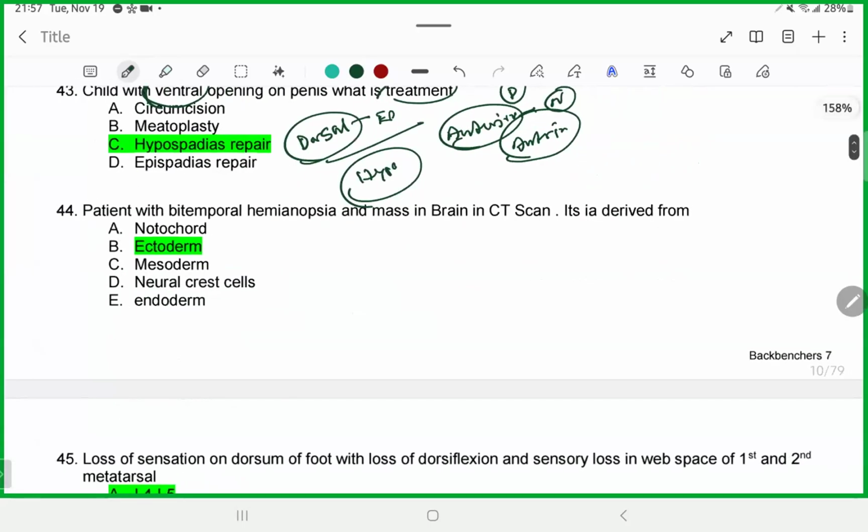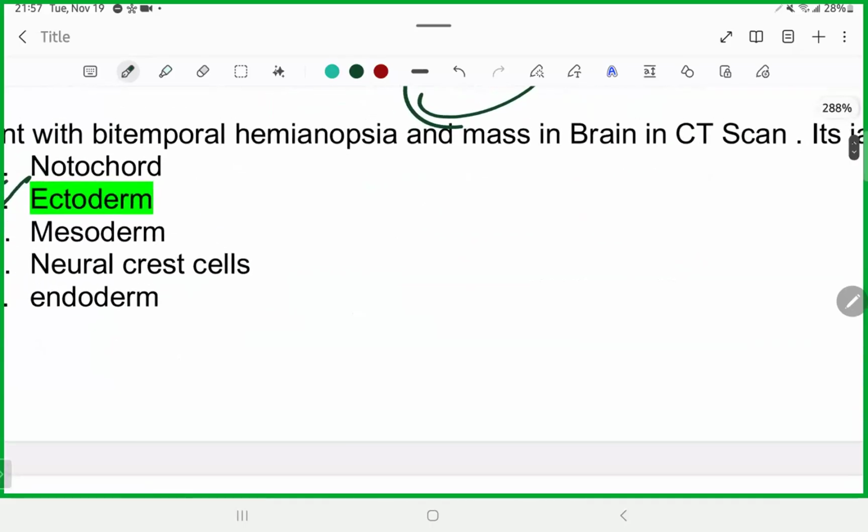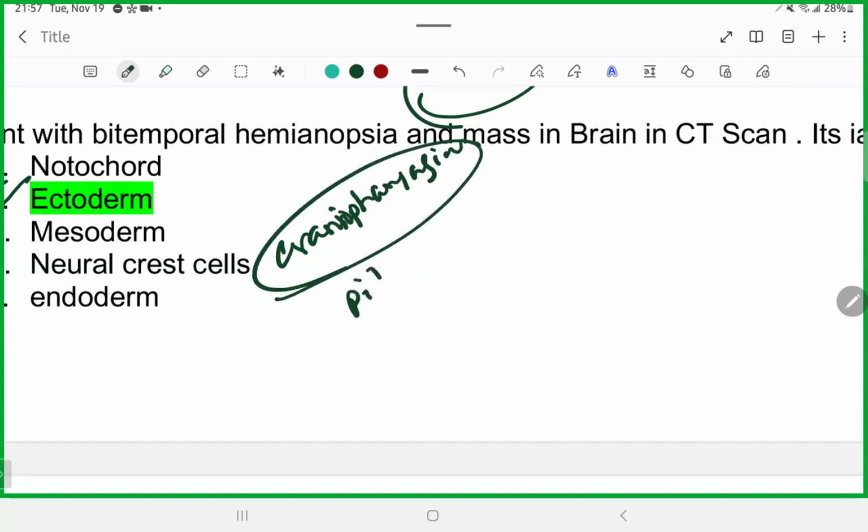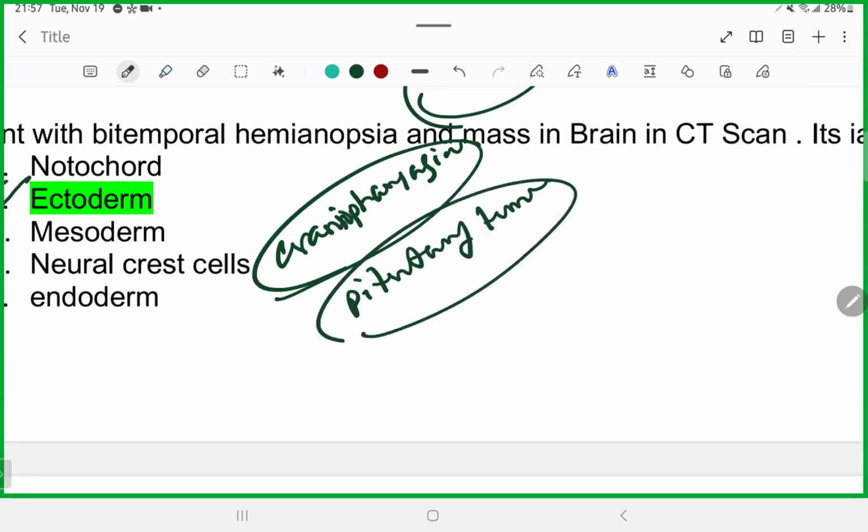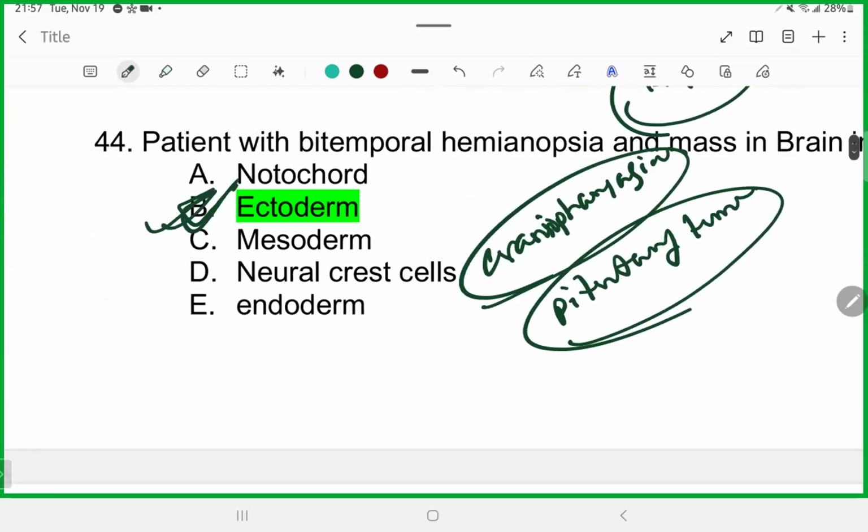Patient with bitemporal hemianopia and a mass in the brain on CT scan, it is derived from ectoderm. Very simple. They are just asking about craniopharyngioma or pituitary tumor. Okay, and mostly it's from ectoderm. Very simple, just the way it is. Just memorize it as it is.